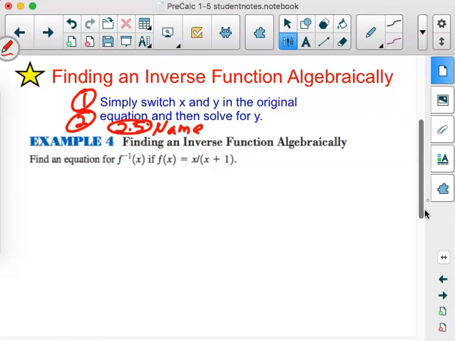Find an equation for the inverse if f of x equals x over x plus 1. So the first thing we do is write this so it looks like a fraction instead of looking like computer language, and we use a y for f of x. So the function notation, we kind of have to throw that out the window so that we can see where the x and the y are. Then we switch the x and the y.